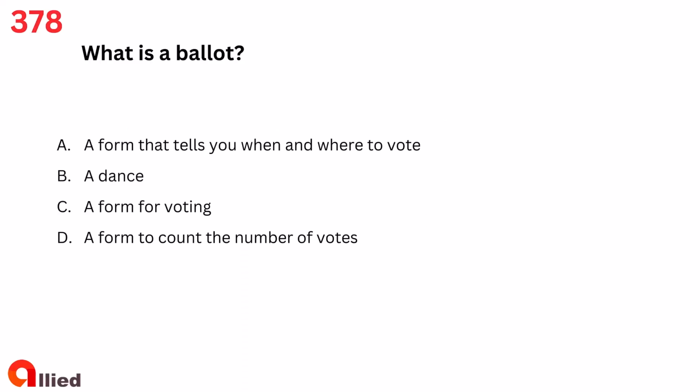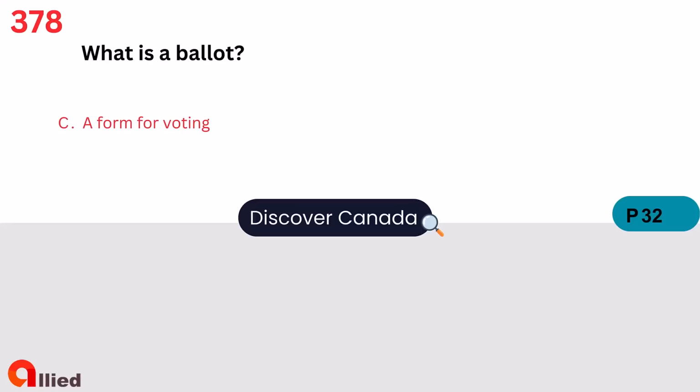Question 378. What is a ballot? A. A form that tells you when and where to vote. B. A dance. C. A form for voting. D. A form to count the number of votes. The answer is C. A form for voting.